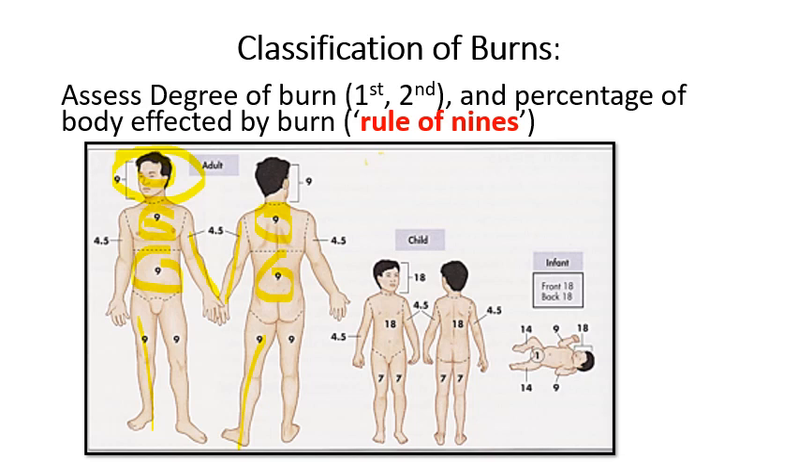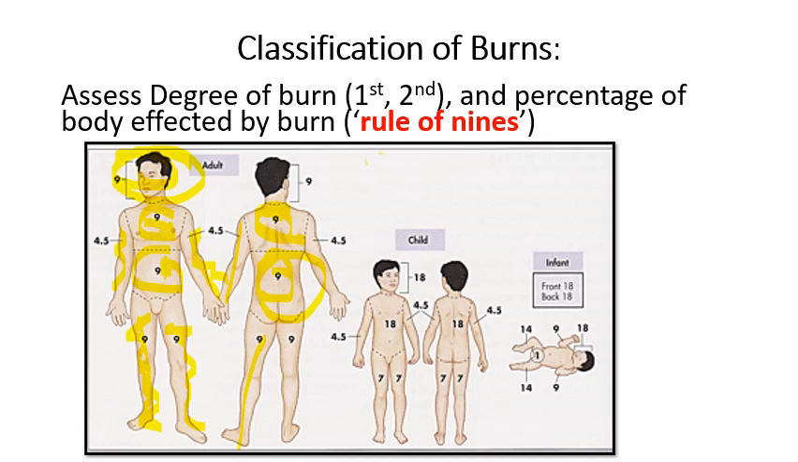Right? So if you take each leg as 18, front and back. Right? So 18 plus 18 plus 9 plus 9 plus 9 plus 9 plus 9 plus 9 plus 9 adds up to 99%. So this rule is not perfect, but that's the rule of nines. Right? So that's for an adult.